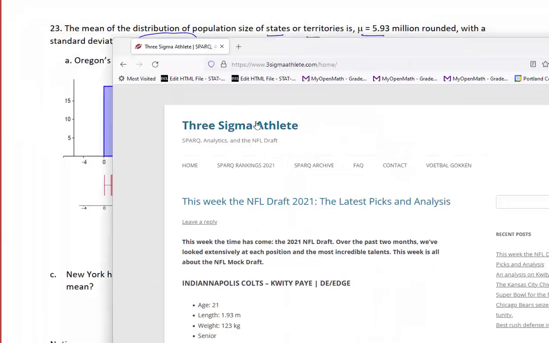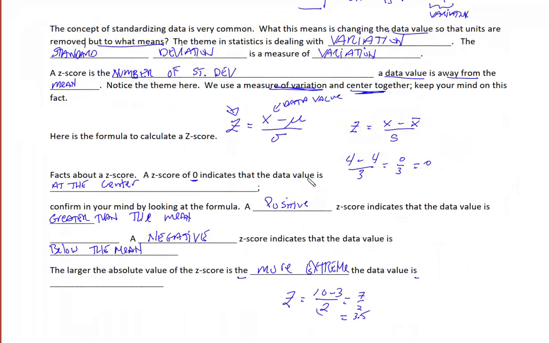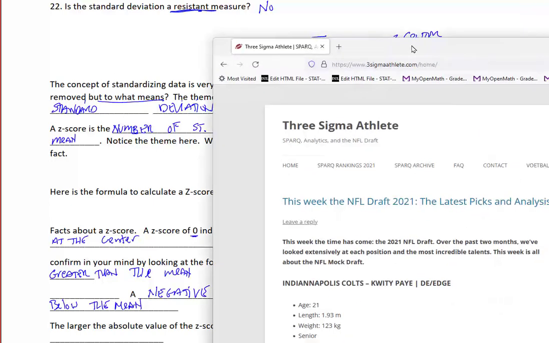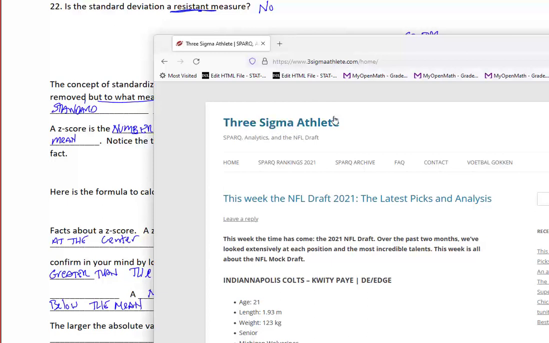So notice Sigma. What Sigma? Yeah, this Sigma. Right? So that's what a z-score is, a sigma. So what they're quoting you is z-score. 3 Sigma athlete means the 3 is, oops, I can't do that. I can't write on it, but the 3 is a z-score.